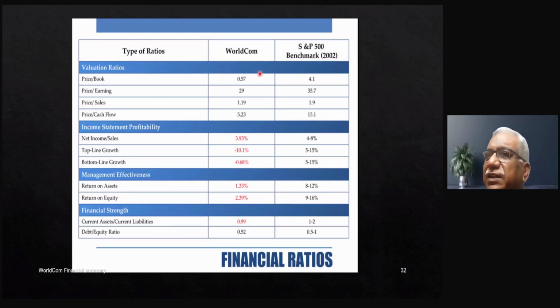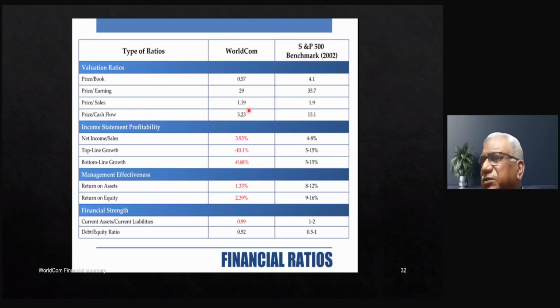So if we had these types of ratios, WorldCom is an old case. We use it for our own institutes, internal audit. S&P is a benchmark, a country benchmark, Standard and Poor's. Now, there are some ratios, they took valuation ratios, price earnings, etc. And we have the industry, what the industry was doing, what WorldCom was doing.